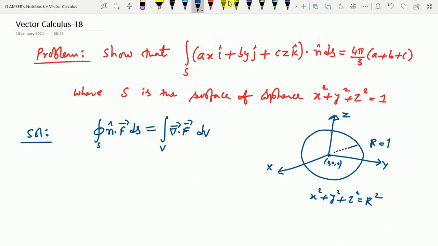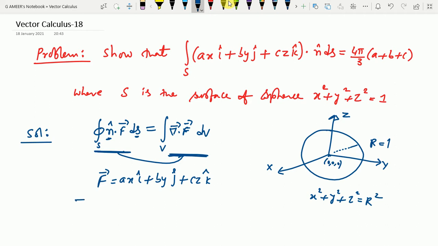Now they have given n cap ds, but in place of f, what is here? So f is equal to axi plus byj plus czk. This is in place of f. Now we need to calculate the surface integration. Instead of calculating the surface integration, which is the same as this volume integration, we will calculate this volume integration. The answer will remain the same. So I need the divergence of f.